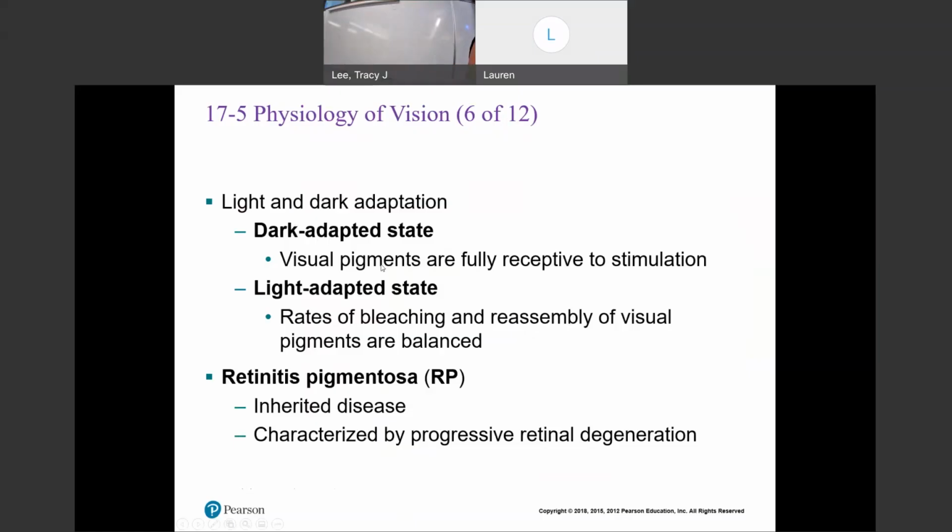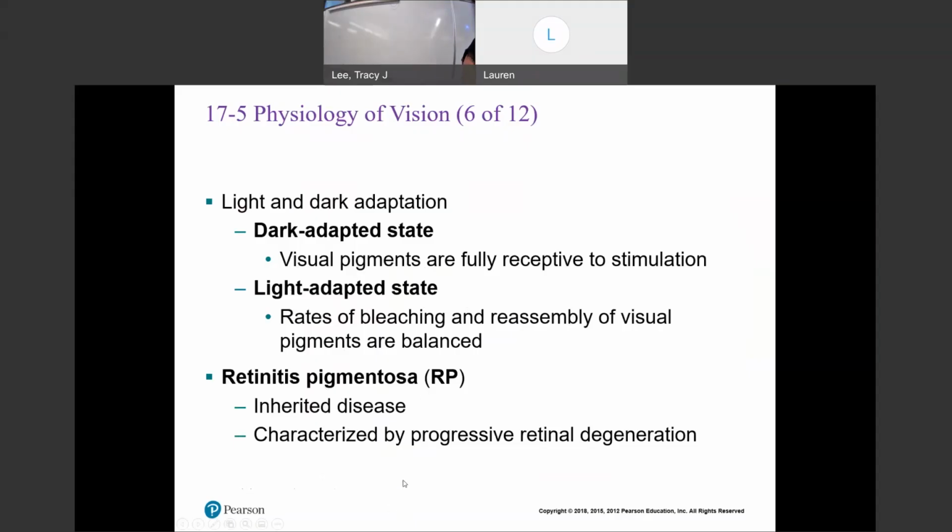So if we're in a dark adapted state, we kind of already talked about this. This means that you're in a really dark room. It's going to make us see those lights a little bit better. And visually, our pigments get more stimulated, so we see a little better. In a light adaptive state, we're going to basically tone it down.